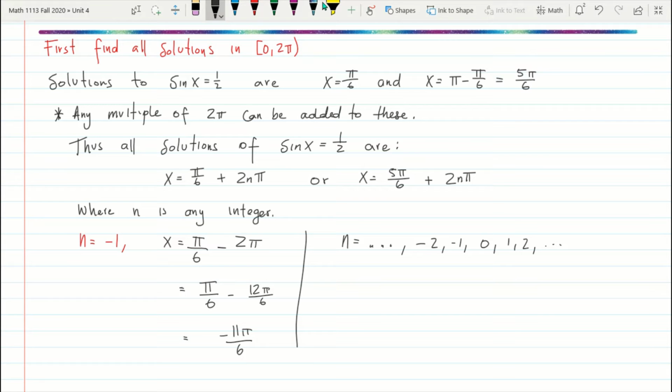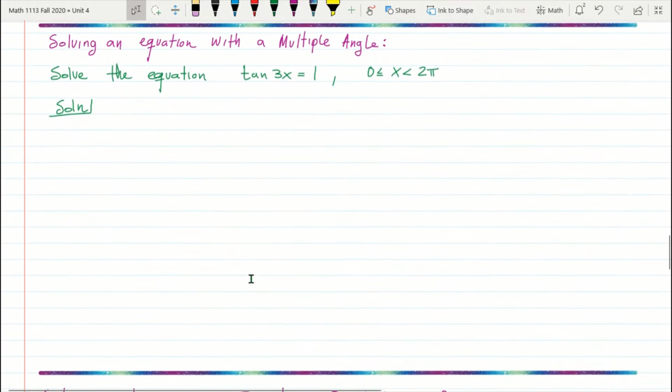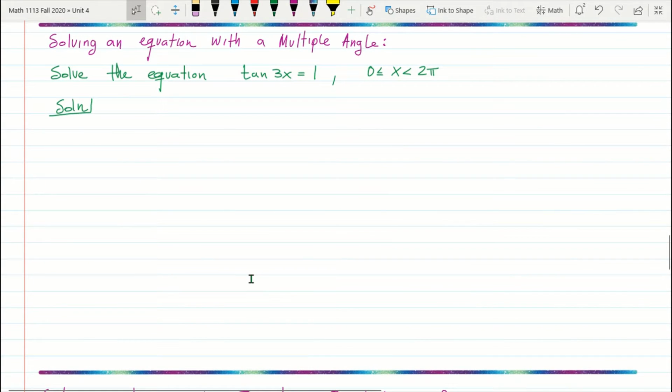Okay, then we can do pretty much any problem at this point, right? Another example that we need to cover is solving an equation with what we call multiple angle. So notice how it says tangent 3x, meaning 3 times whatever the angle that you're going to plug in equals 1, okay?